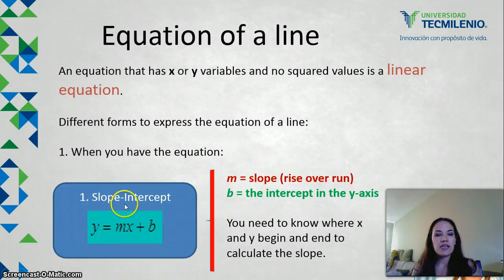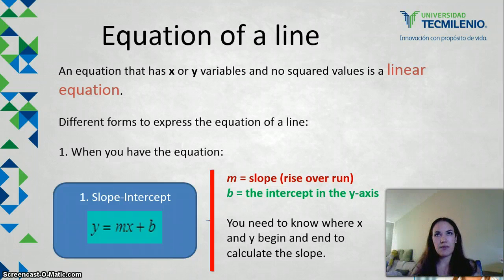So the formula is called the slope intercept equation, and it's described as this: y equals mx plus b, where m, you already know what it is, the slope, which is the ratio between the difference of the y's over the difference of the x's, multiplying the x, plus b. And b is going to be the point where the line crosses the y-axis, okay, so it can be from minus infinity to infinity.